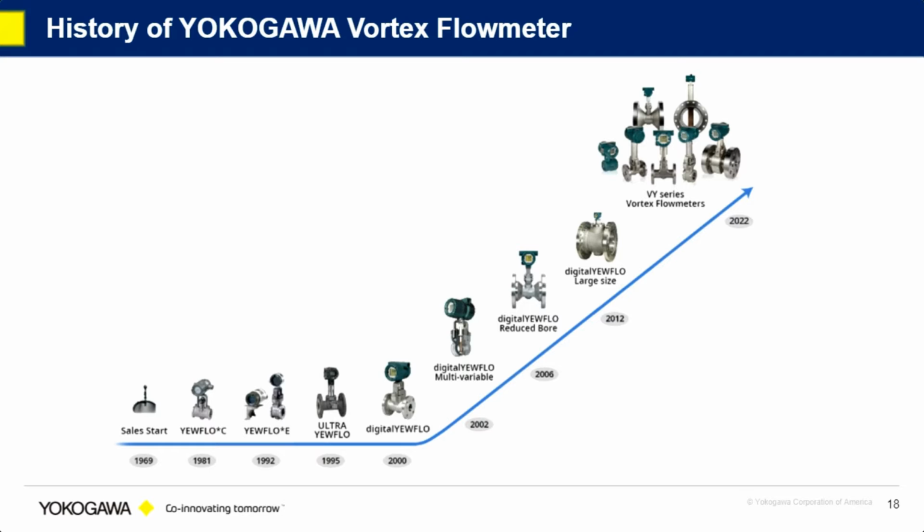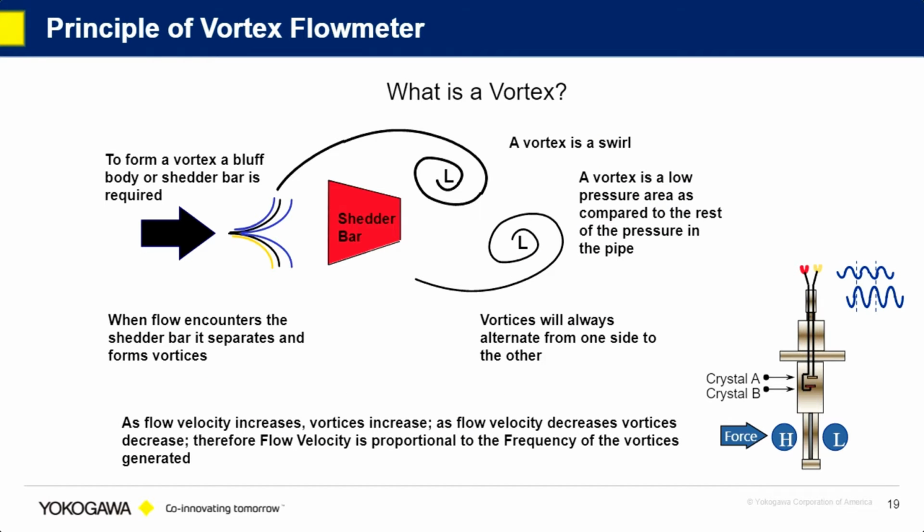So next we'll discuss the vortex meter. Yokogawa released our first vortex to the market back in 1969. As you can see, we've had several families along the way, and our current family offering is the VY series vortex. So how does a vortex meter work? It's based on the von Karman principle.